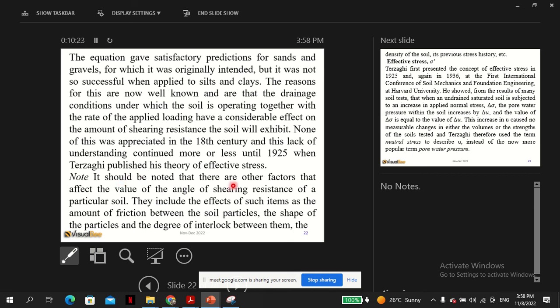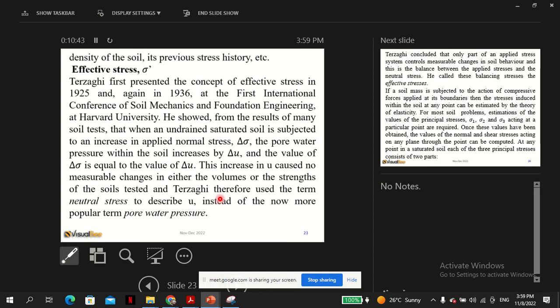It should be noted that there are other factors that affect the value of the angle of shearing resistance of a particular soil. They include items such as the amount of friction between the soil particles, the shape of the particles, the degree of interlock between them, the density of the soil, its previous stress history, etc. So that's some technical information.